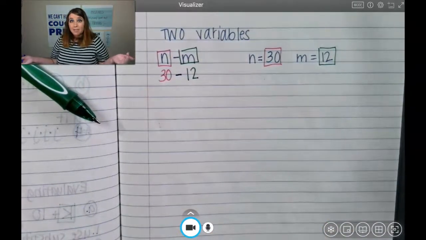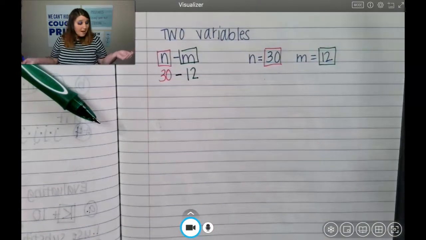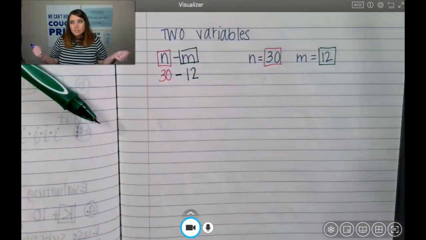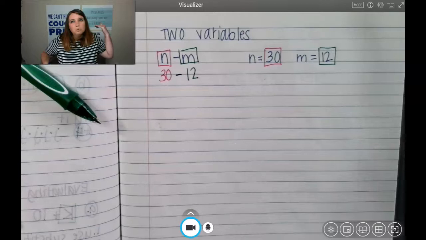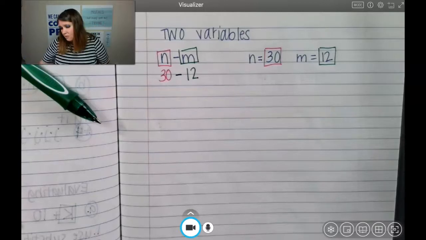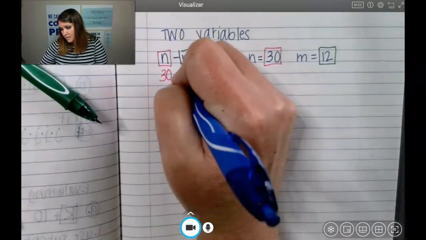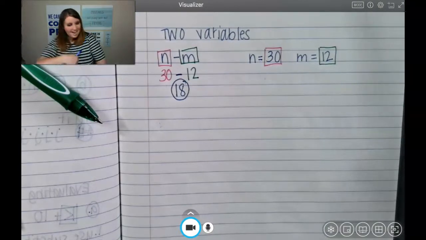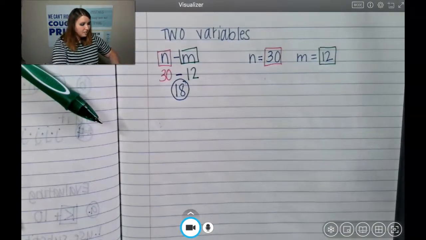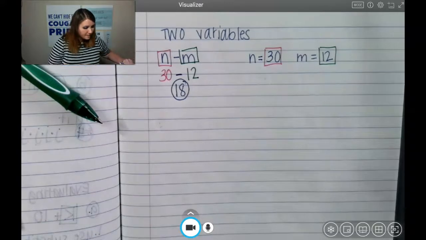Now it's math. Look at that. I have 30 minus 12. It's like we're mathematicians. We've changed letters into numbers, and bam, we have a math problem. And we solve this, we evaluate it, and we get 18. Look at that. You did 2 variables just like that. All right, let's do a try it, and then I am going to send you on your way.